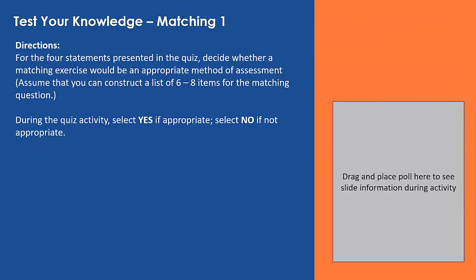All right, everybody done? Okie dokie, here we go. Let's talk about these. Your objective here was to decide whether it would be appropriate for matching or not. The student will be able to recognize the cities in or near which the major battles of the American Revolution took place. The answer is yes. You can construct a list.